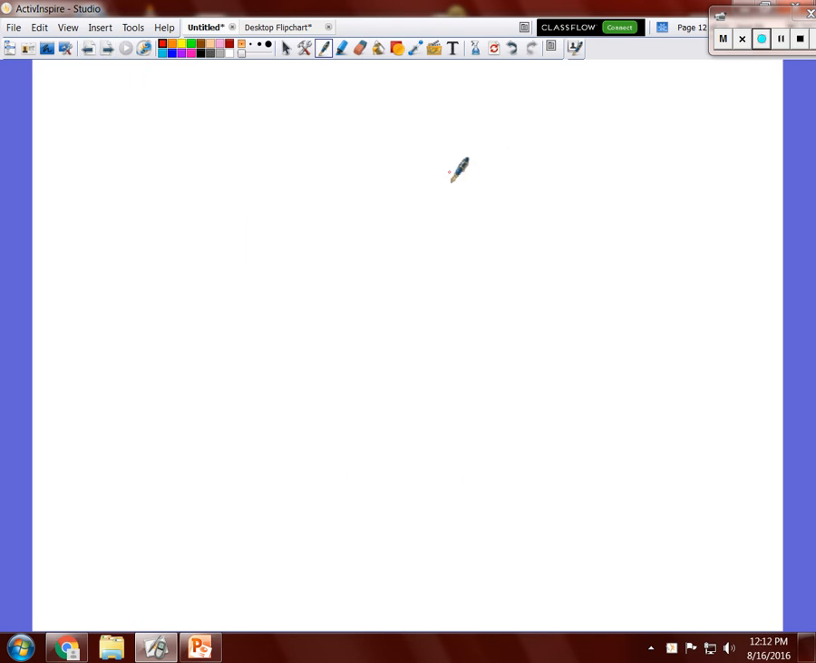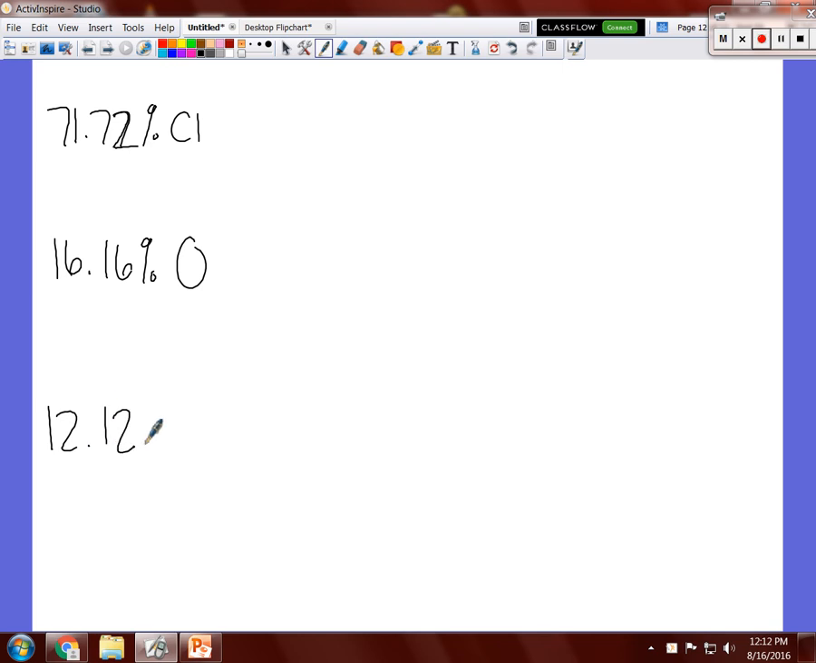All right, number 2, empirical formulas. Calculate the empirical formula of a compound that contains 71.72% chlorine, 16.16% oxygen, and 12.12% carbon. I know exactly where this is going. It's going to be really easy. We're trying to find the empirical formula.